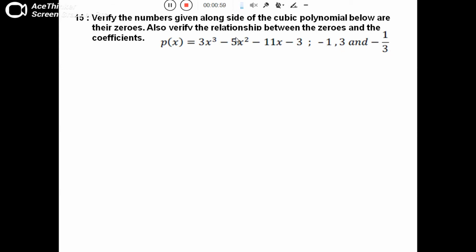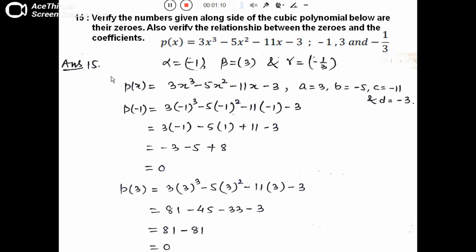These three numbers are the zeros of this cubic polynomial also. So let us see the solution of this question. In this solution, your polynomial is 3x cube minus 5x square minus 11x minus 3. First of all, you have to compare this cubic polynomial with the standard form of a cubic polynomial, which is ax cube plus bx square plus cx plus d. After comparing, you will get the values of a, b, c and d respectively.